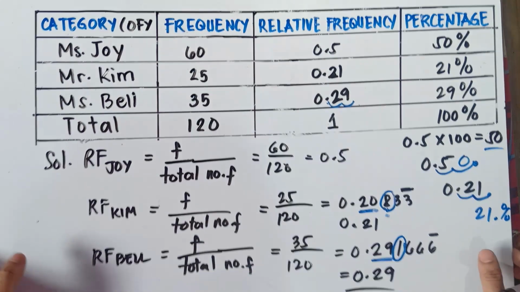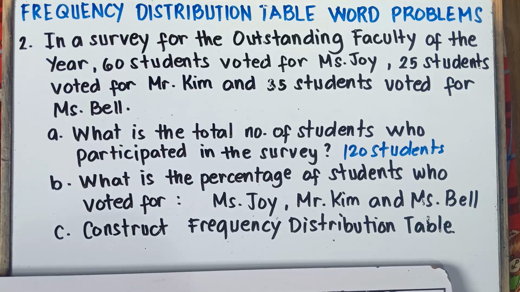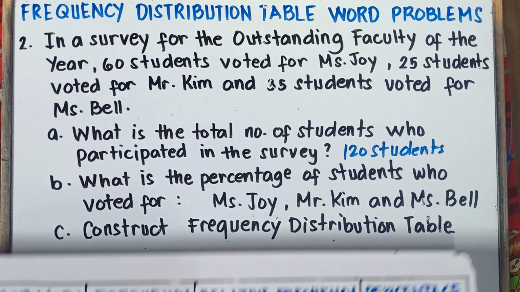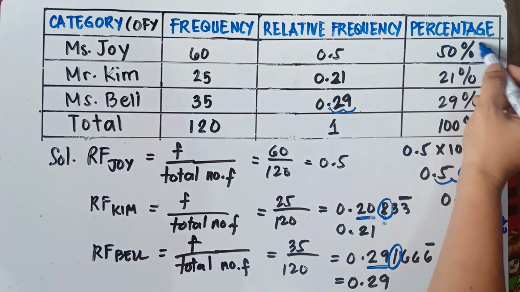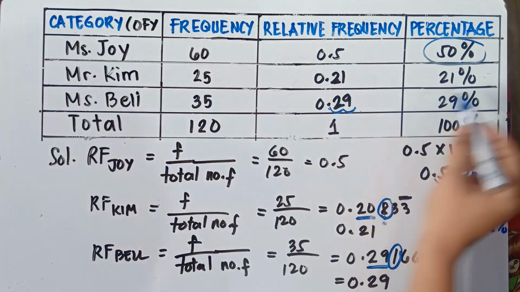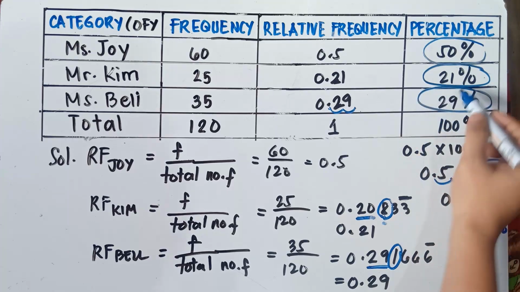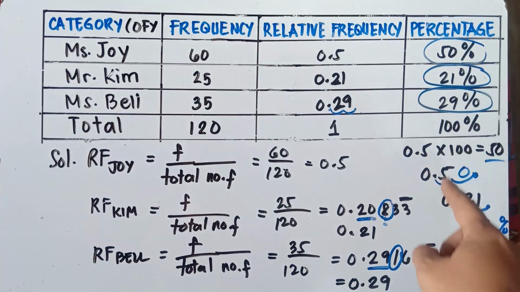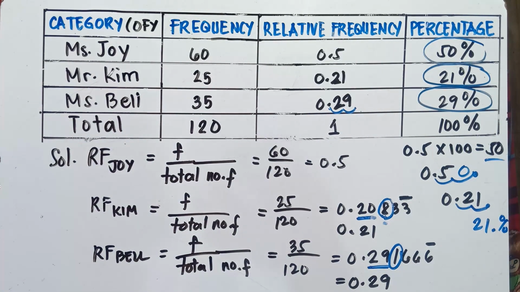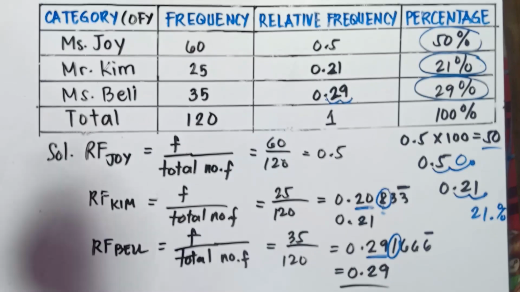So let's answer letter B. What is the percentage of students who voted for Miss Joy, Mr. Kim, and then Miss Bell? So for Miss Joy, that would be 50%. For Mr. Kim, that's 21%. And for Miss Bell, that would be 29%. That's the percentage, class. Miss Joy, 50%, Mr. Kim, 21%, and Miss Bell, 29%. And then you're all set for example number 2.